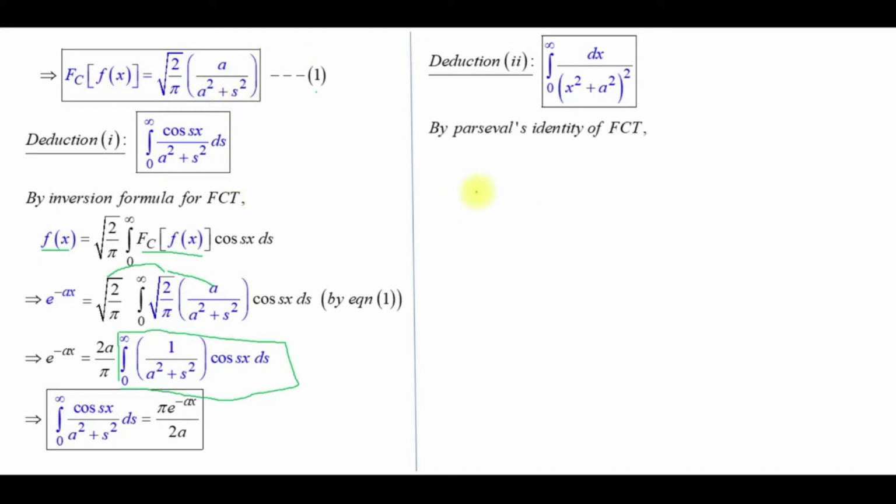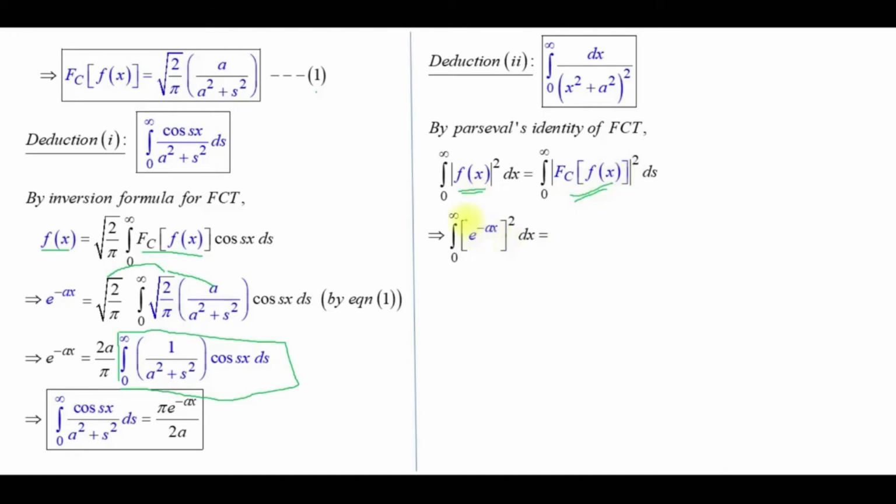What is Parseval's identity? It is a cosine transform. Therefore, the limit should be 0 to infinity. So integral from 0 to infinity of modulus f of x whole square dx equals integral from 0 to infinity of modulus Fourier cosine transform of f of x the whole square ds. Substitute. Where f of x is just given in the problem, which is equal to e power minus ax. So this is given in equation 1.